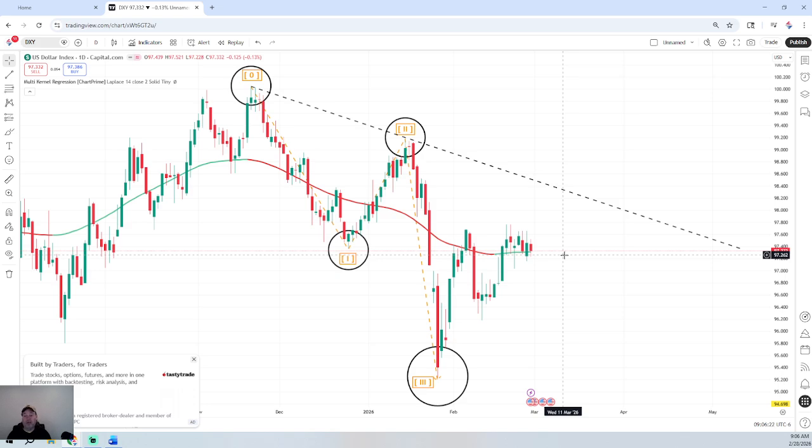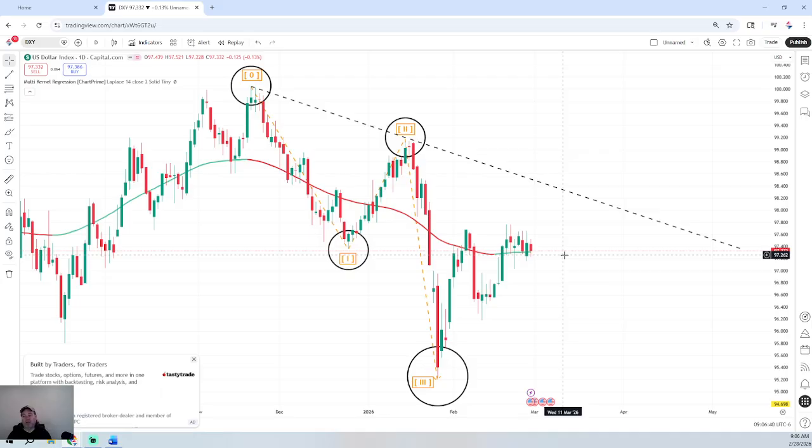Just for the mere fact that the expectations are very low of a cut. Should there be a cut, obviously that would cause a very big knee-jerk reaction, I would expect. But I think it's going to be more the tone after that meeting.